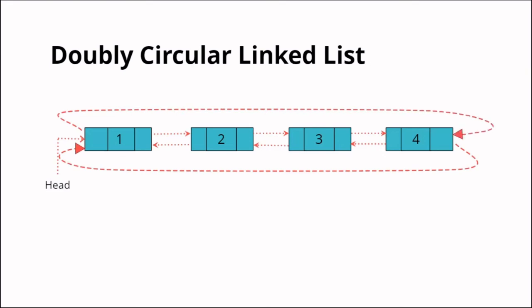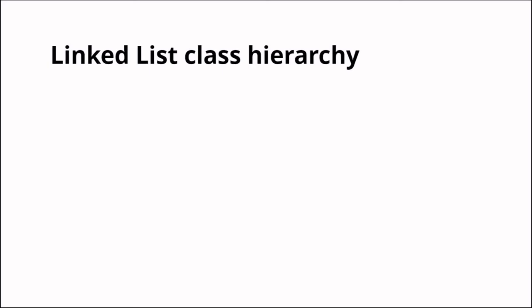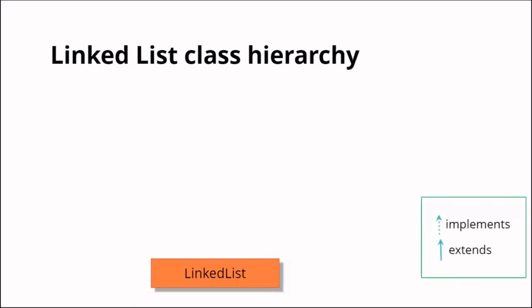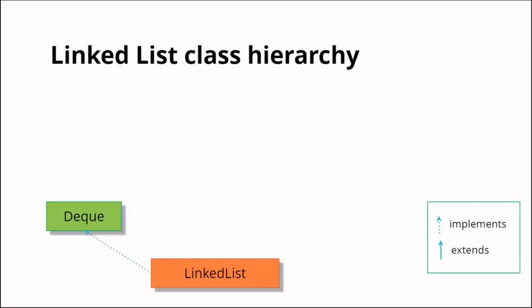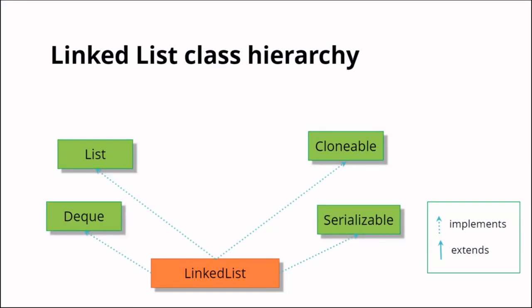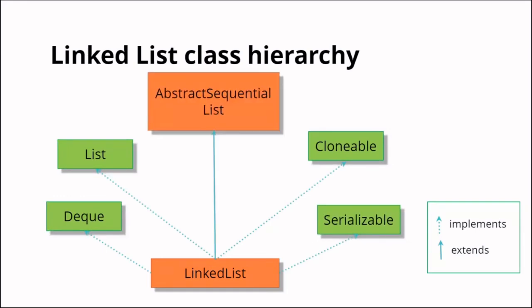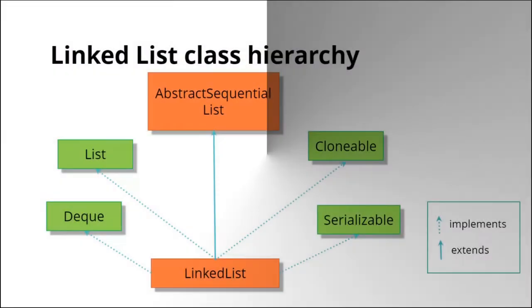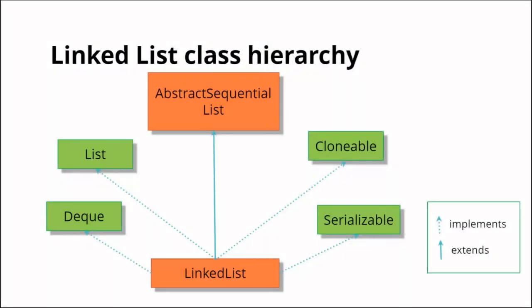Then, the last topic of the video, LinkedList class hierarchy. LinkedList class extends and implements several classes and interfaces. Let's see each one. First is Deque. LinkedList implements Deque interface. Then it implements List. Then it implements Cloneable. Then it implements Serializable. And at last it extends AbstractSequentialList. These all provide different behaviors to the linked list.